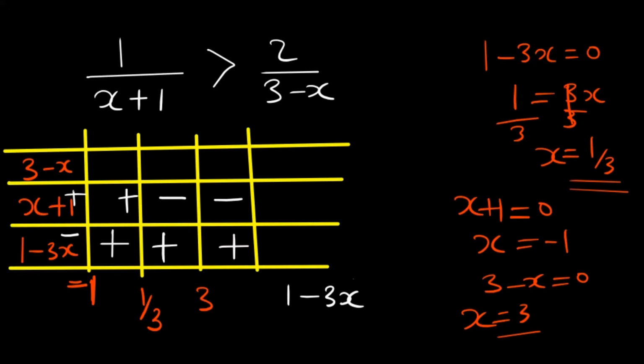Then which equation gave us the 3? The equation that gave us the 3 is 3 minus x. Now for 3 minus x, let's see. For this one, if we get any number that is less than 3, let's say we put a 2 here, we're going to have a positive number. So this will be positive, this will be positive, and that will be positive. But if we get any number that is greater than 3, let's say we put a 4 here, we're going to have a negative number, so negative.